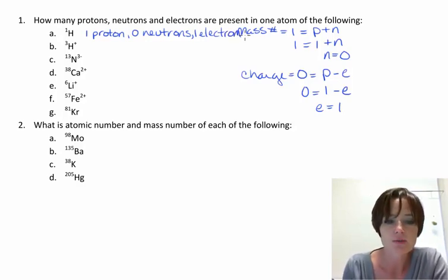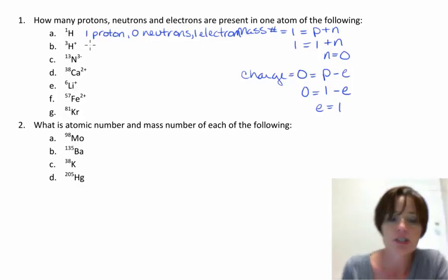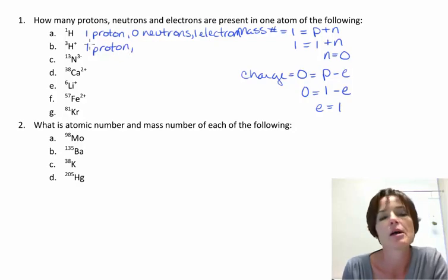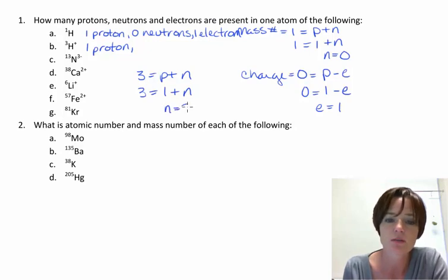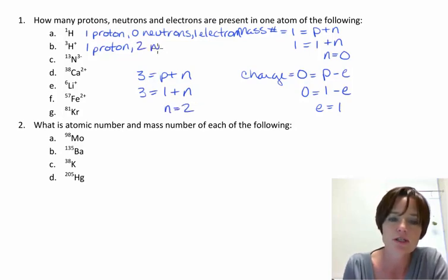So if we look at the next one, it's still hydrogen, so we're still going to have 1 proton there. We have a different mass number. The mass number is 3, and remember that that 3 is equal to the number of protons plus neutrons, and again, we've already solved for the number of protons, so we're really just solving for n. So n is going to be equal to 2, so we have 2 neutrons.